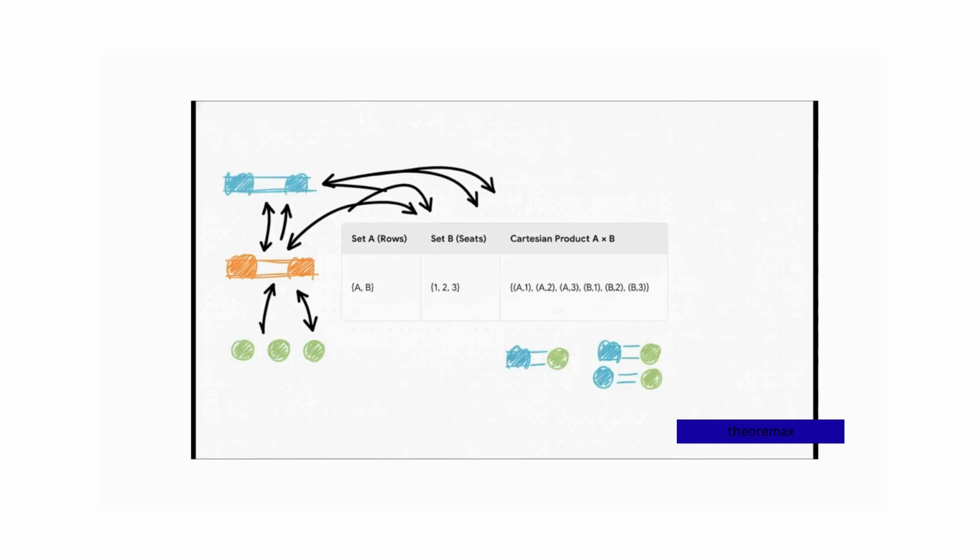And here's what that actually looks like. It's pretty systematic. We just take the first thing from our row set, which is A, and we pair it up with every single thing in the seat set. That gives us A1, A2, and A3. Then we just move on to the next item in the row set, B, and do the exact same thing. B1, B2, B3. And that's it. This complete collection of all 6 pairs, that is the Cartesian product. It's the whole universe of every possible seat in our little theater.